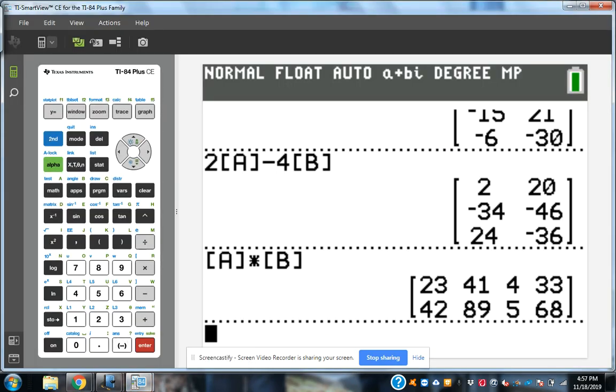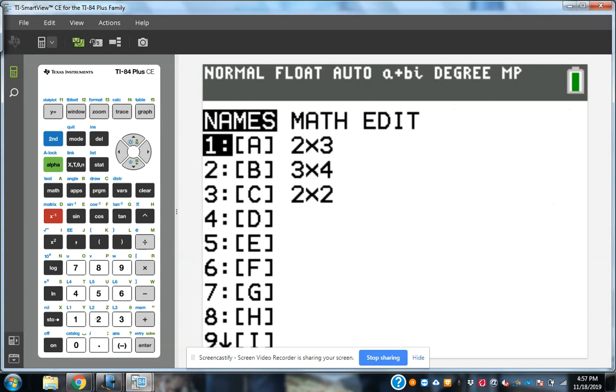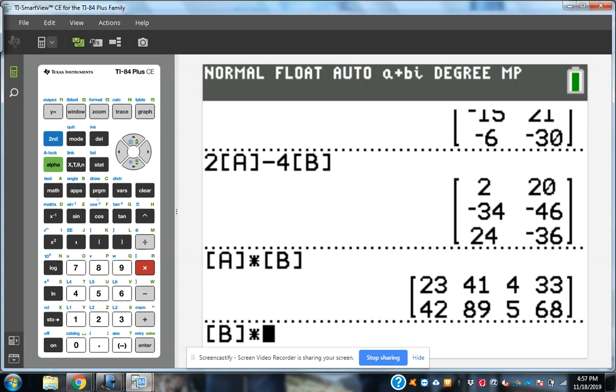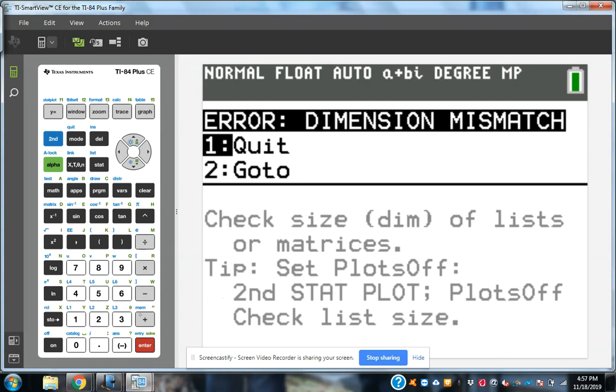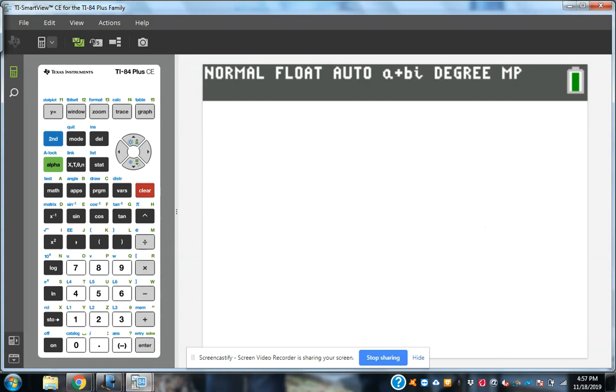I went matrix B times matrix A, dimension mismatch. It can't do it because the dimensions don't work. Okay, so matrix multiplication, not normally commutative. There are a few times that it is, but those are pretty special matrices when they are commutative like that. All right.